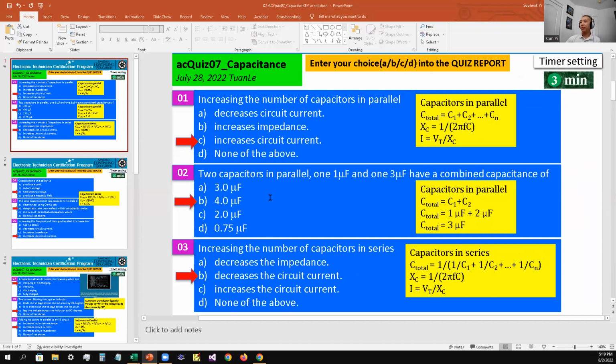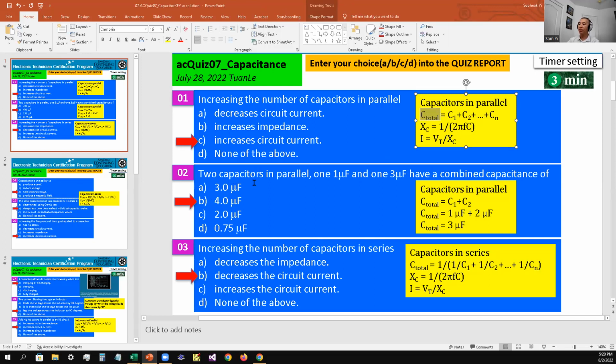Okay, so quiz number 7, question number 1, increase the number of capacitors in parallel. The formula for calculating capacitors in parallel is C total equals C1 plus C2 plus, continuing until the end. So if you add them in parallel, you will increase the total capacitance. So the answer is C as in cat for number 1.